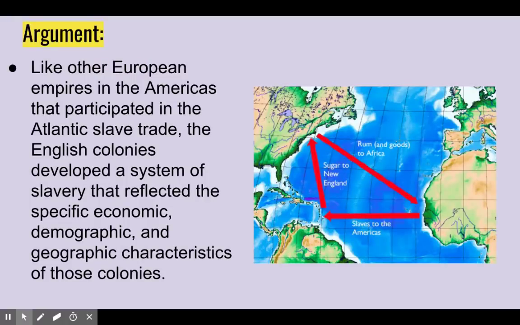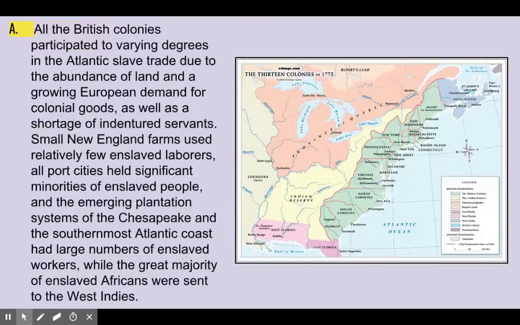And today we're going to focus on how, like other European empires in the Americas that participated in the Atlantic slave trade, the English colonies developed a system of slavery that reflected the specific economic, demographic, and geographic characteristics of these individual colonies. So this is a really long point that I'm going to make, so stay with me.